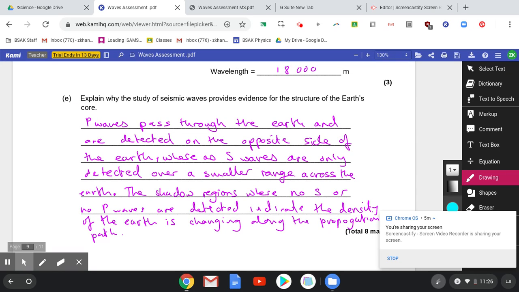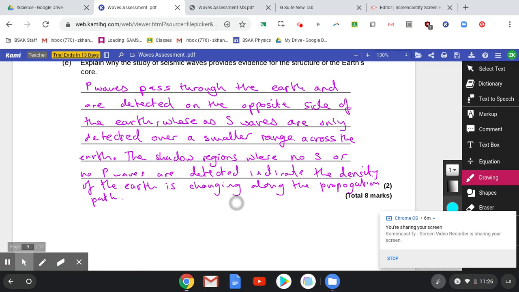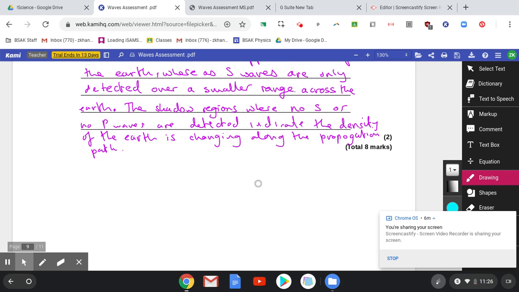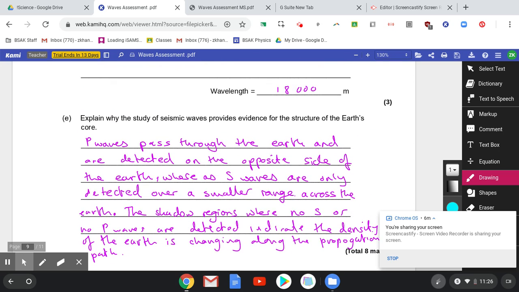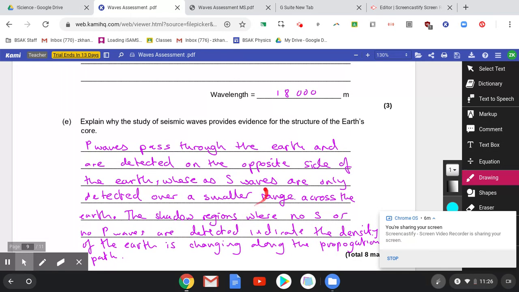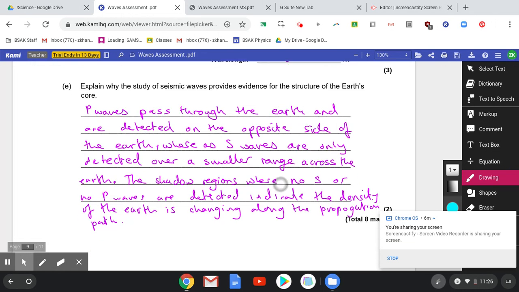Also, there is a shadow region on certain sides of the Earth where there are no S waves and no P waves, and the only explanation there is that there must have been a density change as the waves are passing through towards the Earth's core. And that will pick you up 2 marks, one for mentioning the shadow region and one for mentioning that P waves get to the other side and S waves don't.